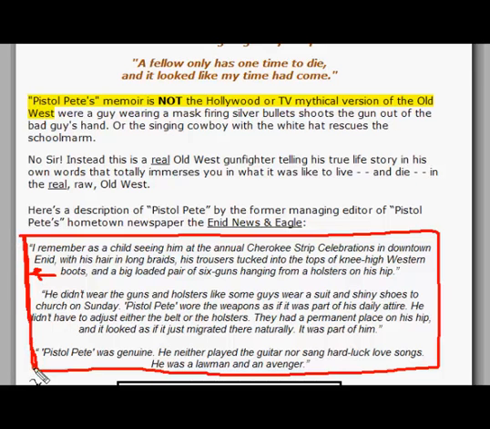Okay, I remember Ends Eagle. I remember as a child seeing him at the annual Cherry Creek celebration downstairs, with the long hair and the hidden gun. Okay, he didn't wear the gun and holster like some, and it looked as though Pistol Pete was genuine.